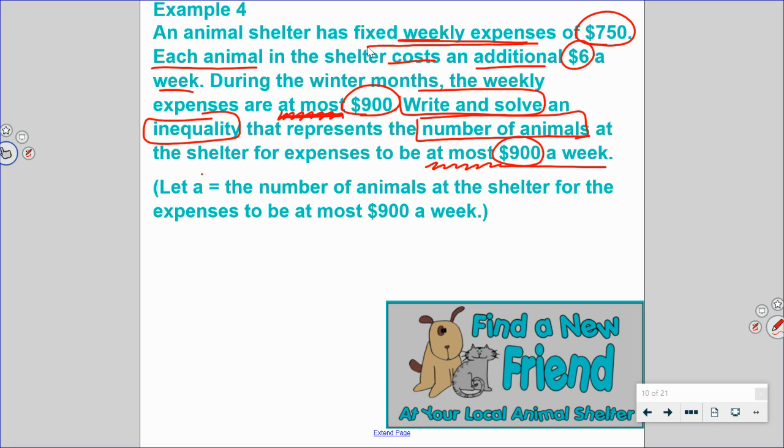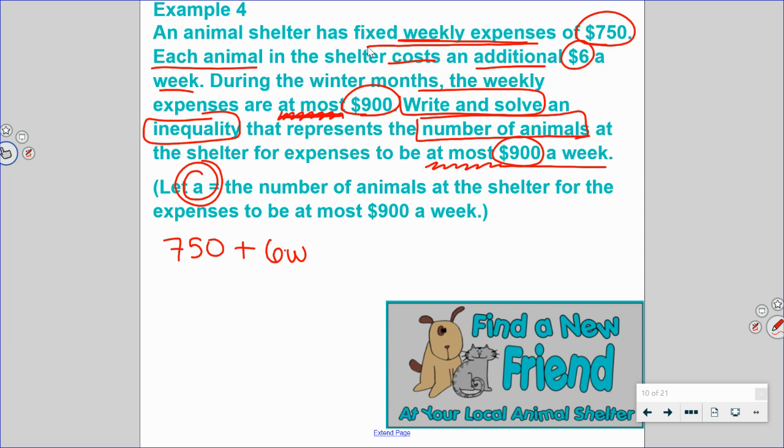So, because we're looking for the number of animals, let's go ahead and say A is the number of animals that the shelter can hold and pay at most $900 a week. Here we go. All right, so what do we start with? Oh, well, we already have some fixed expenses. Maybe that's heating, maybe that's electricity, whatever it is. What happens first? Well, it says the word additional, so the costs go up. What happens next? Well, it's not just 6, it's $6 for each and every week.